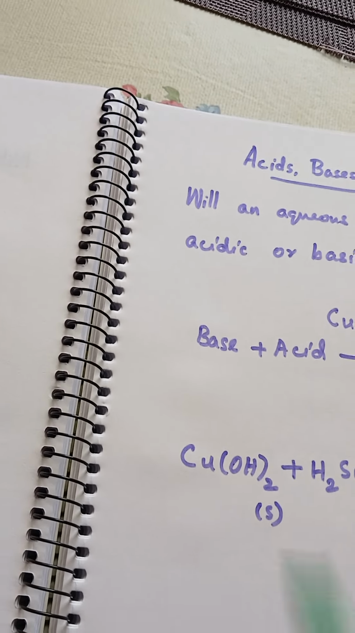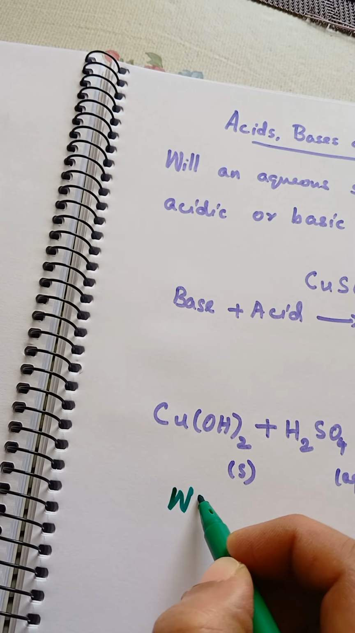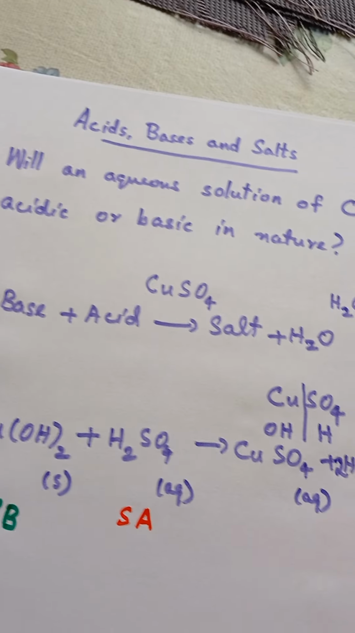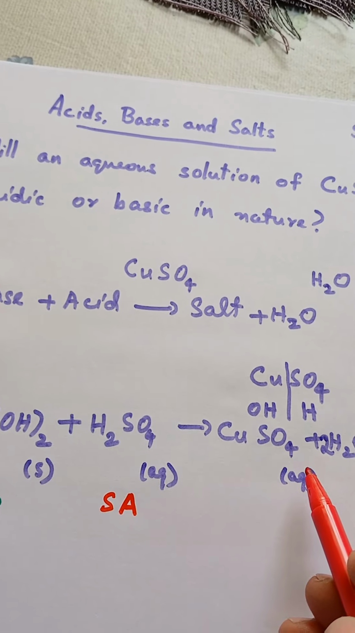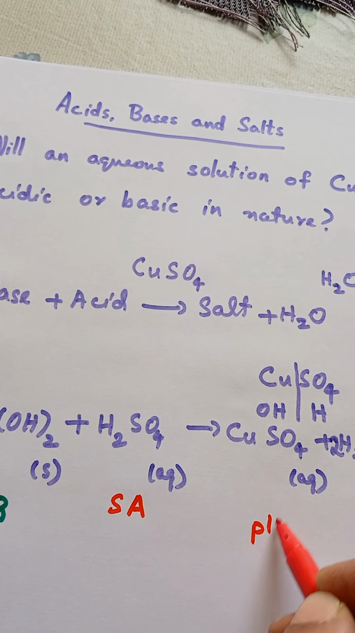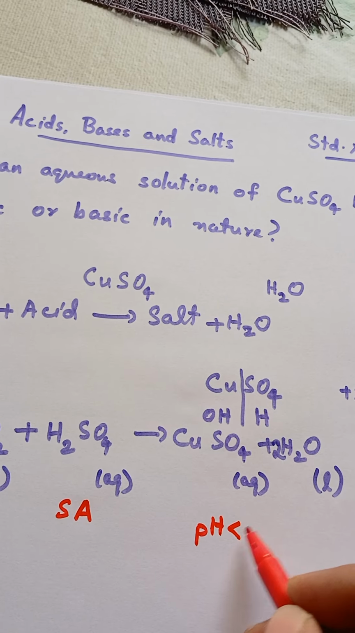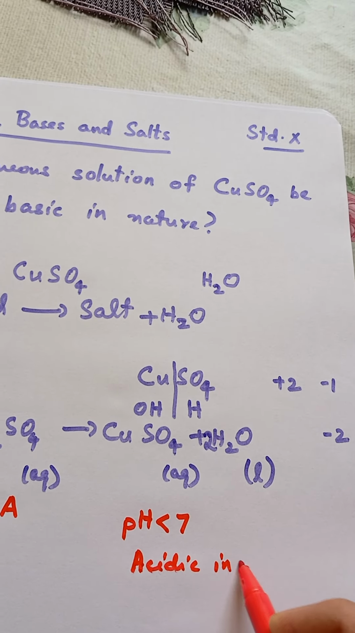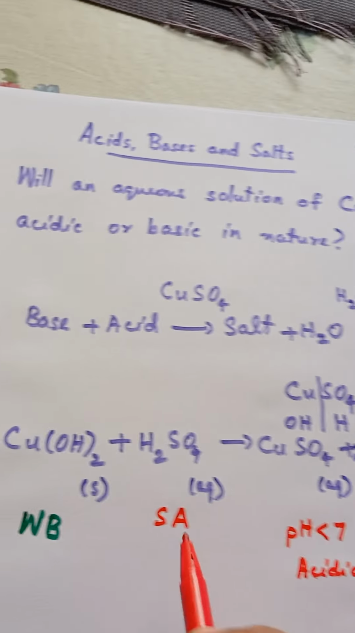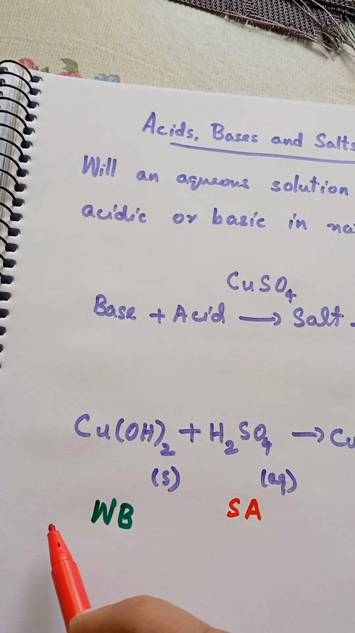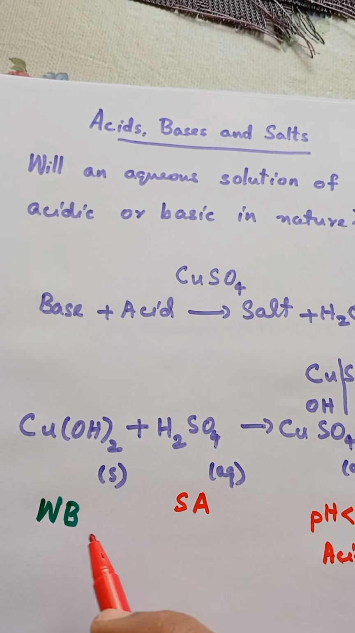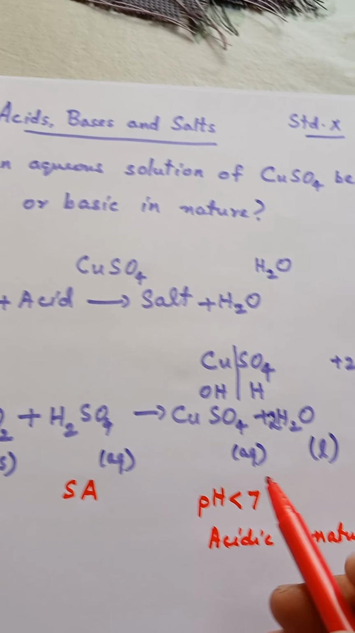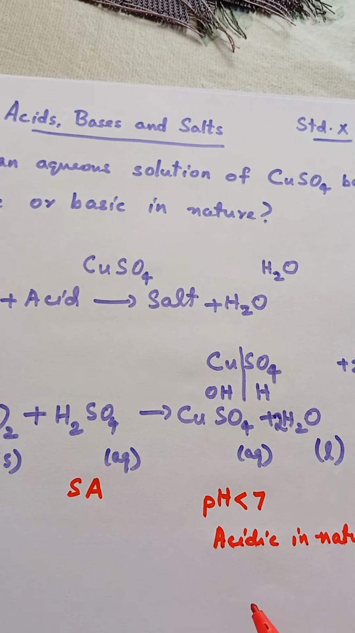Now, copper hydroxide, as you know, is a weak base, whereas sulfuric acid is a strong acid. And the product copper sulfate, aqueous copper sulfate, will be having a pH less than 7, which means it is acidic in nature. You know that this is a strong acid, sulfuric acid, and copper hydroxide is a weak base. So during the neutralization reaction, the salt formed will be acidic in nature. So an aqueous solution of copper sulfate will be acidic in nature.